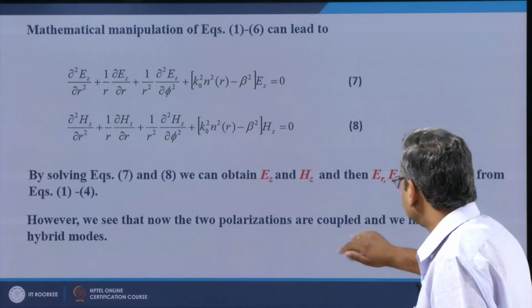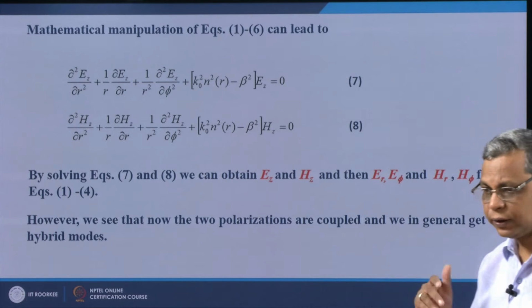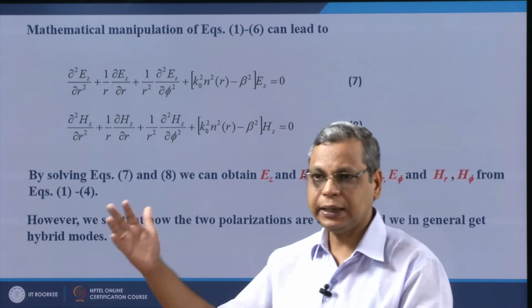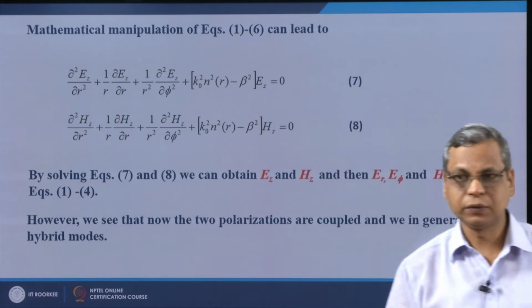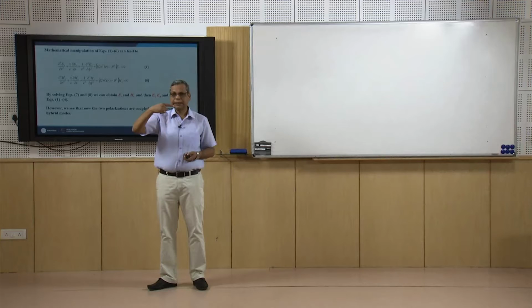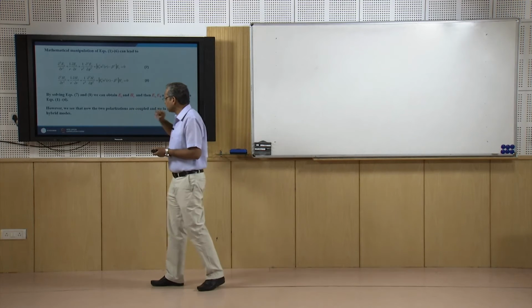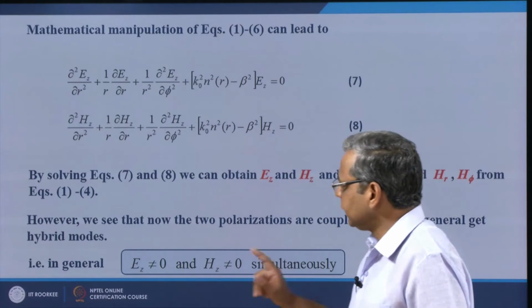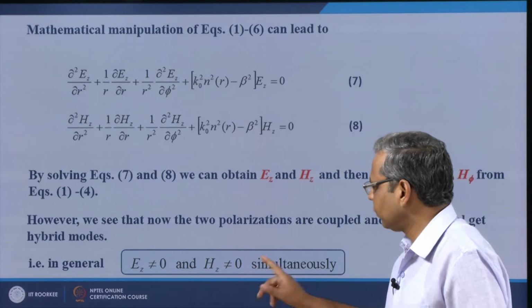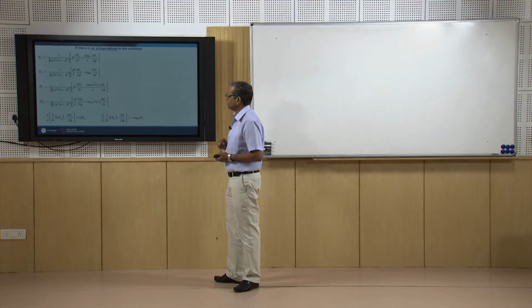So, two polarizations are coupled, and in general what I will get are hybrid modes. I cannot get TE polarization and TM polarization in general, which I could do in the case of a planar waveguide, where this is TE polarization and this is TM polarization. But here, in general, it is difficult. Ez not equal to 0 and Hz not equal to 0 simultaneously are there, so I cannot decouple two polarizations.